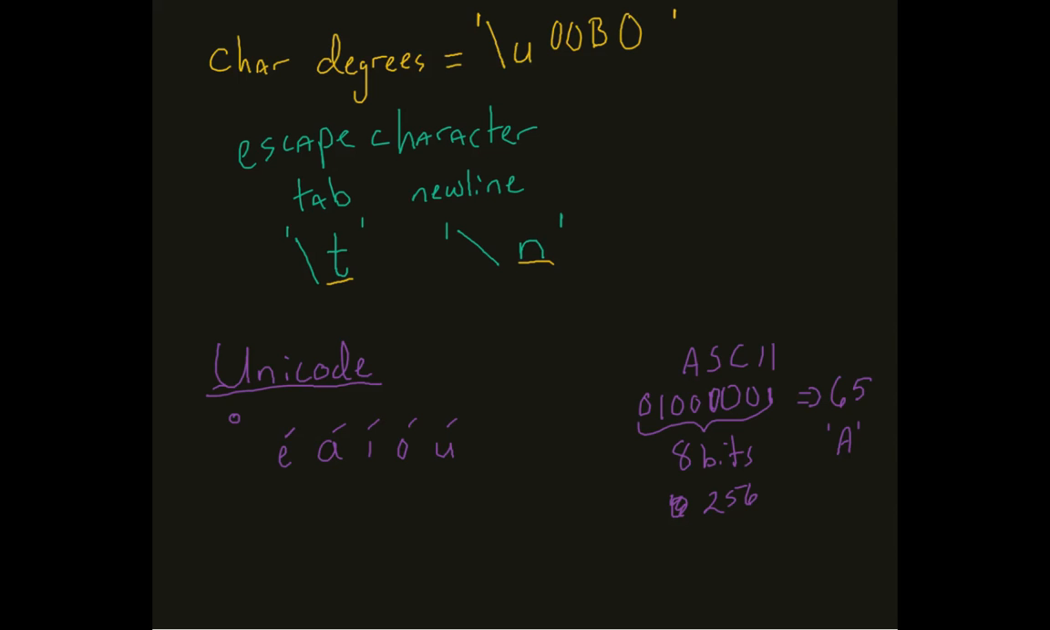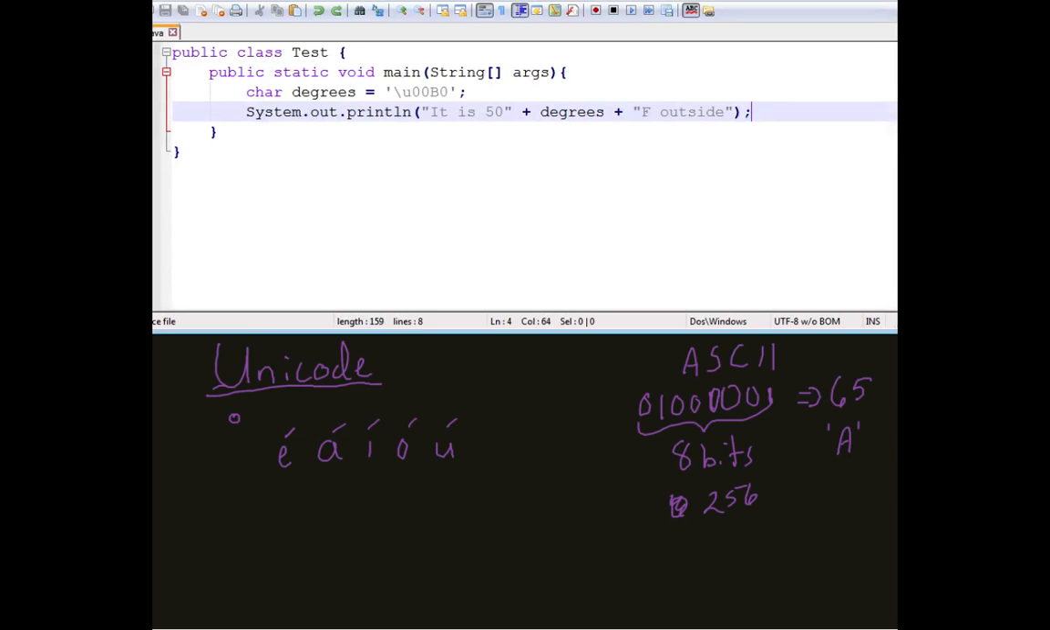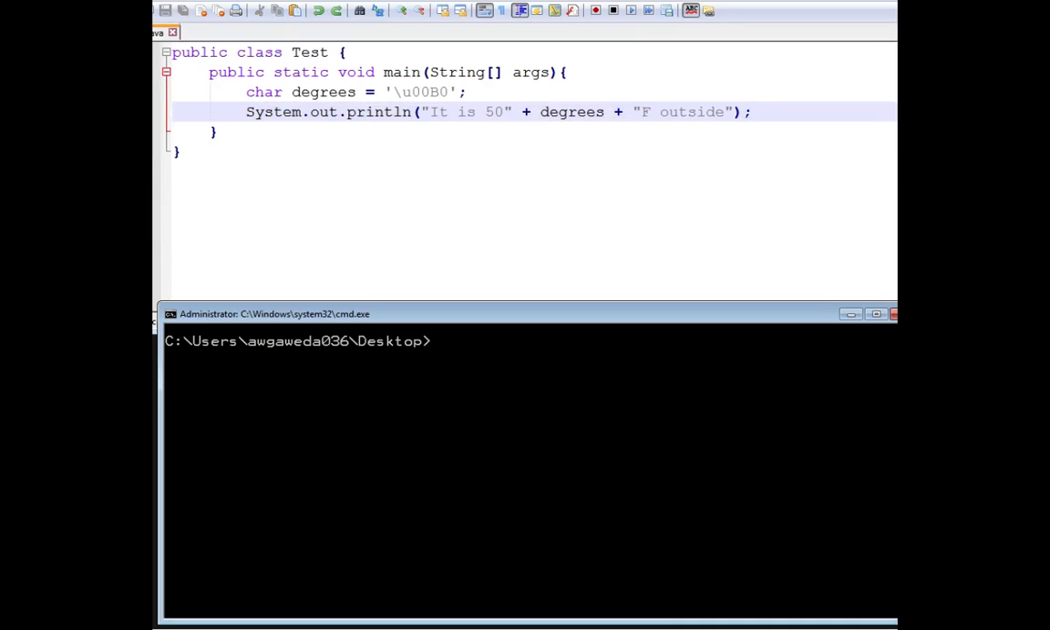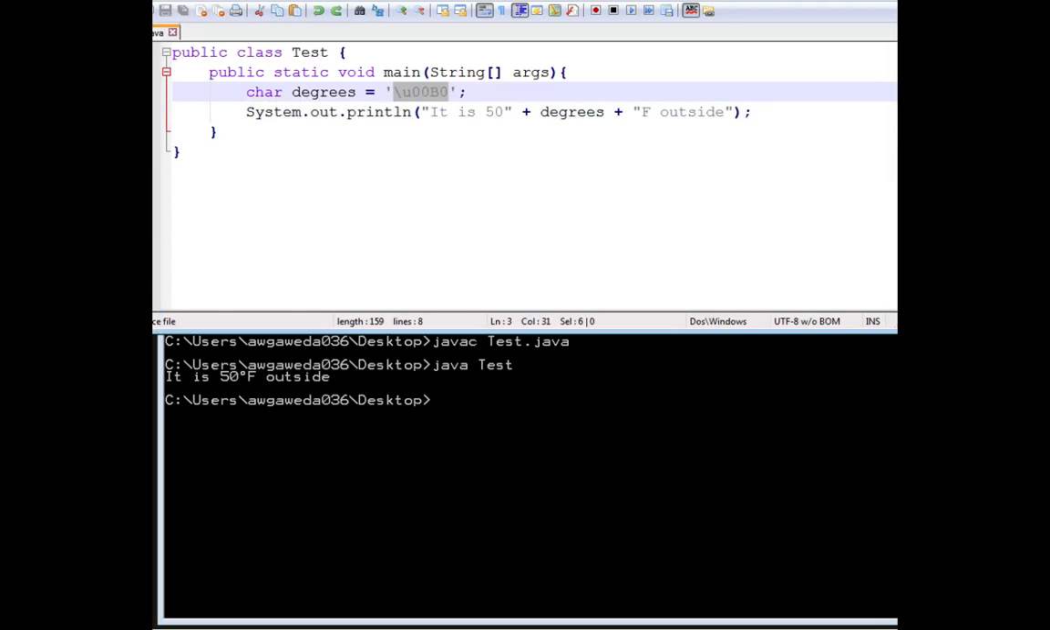So now, like always, let's take this and put it into practice. I've already pre-built it for us. That's how I knew the degree symbol off the top of my head, I know. So smooth. But we've got that char degrees stored up there, and then I have a simple little print statement saying it is 50 degrees Fahrenheit outside. So if I take this and compile it, we see we get no errors. We run this, and notice what it says. It is 50, the degree symbol, that's the big guy right there, outside. So with these char data types, using Unicode, we can start to represent more complex sentences.